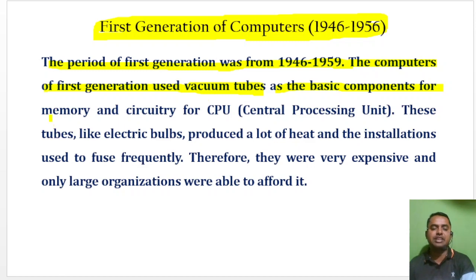For memory and circuitry for the CPU, the central processing unit, these tubes were used. These tubes are nothing but like electric bulbs. The vacuum tubes were like electrical bulbs, and they produced a lot of heat.